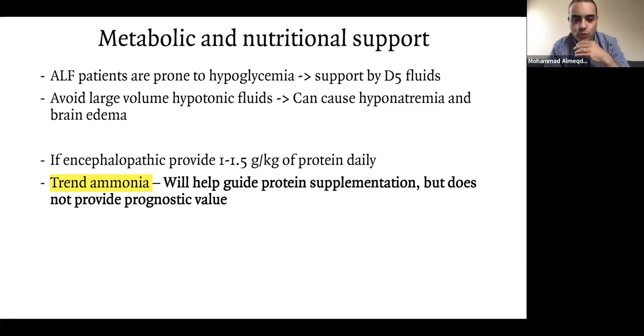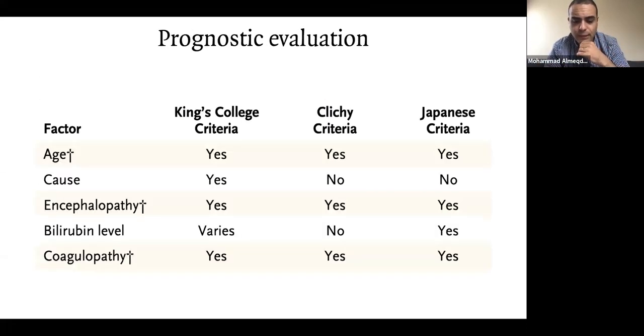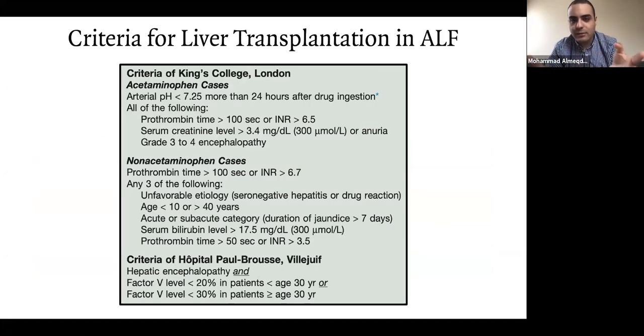You're not looking at absolute numbers, okay? And then you prognostically evaluate them. You look at them and you say, okay, this is the cause, this is what they have, eligible, non-eligible for transplant, right? And then comes in these King's College criteria, other criteria. You don't need to memorize them, just know that they exist. And the King's criteria specifically is the one that kind of is thrown around here and it's common.